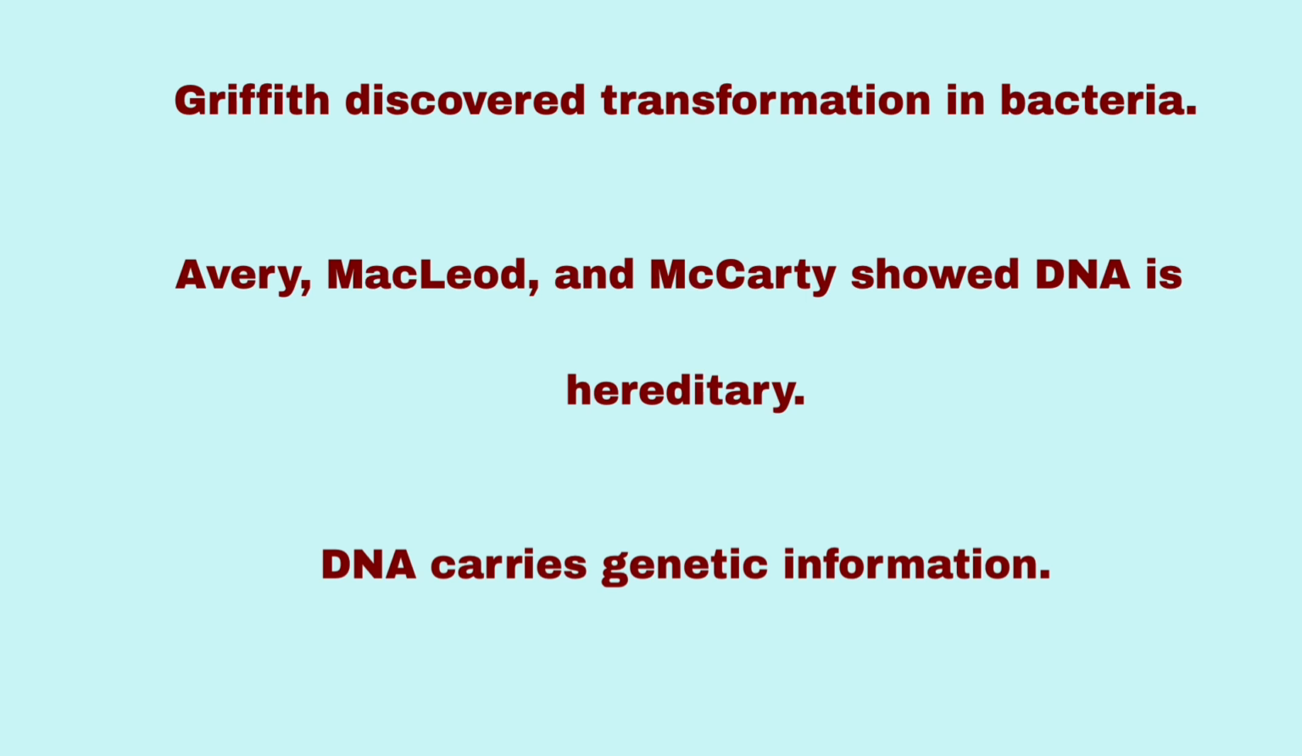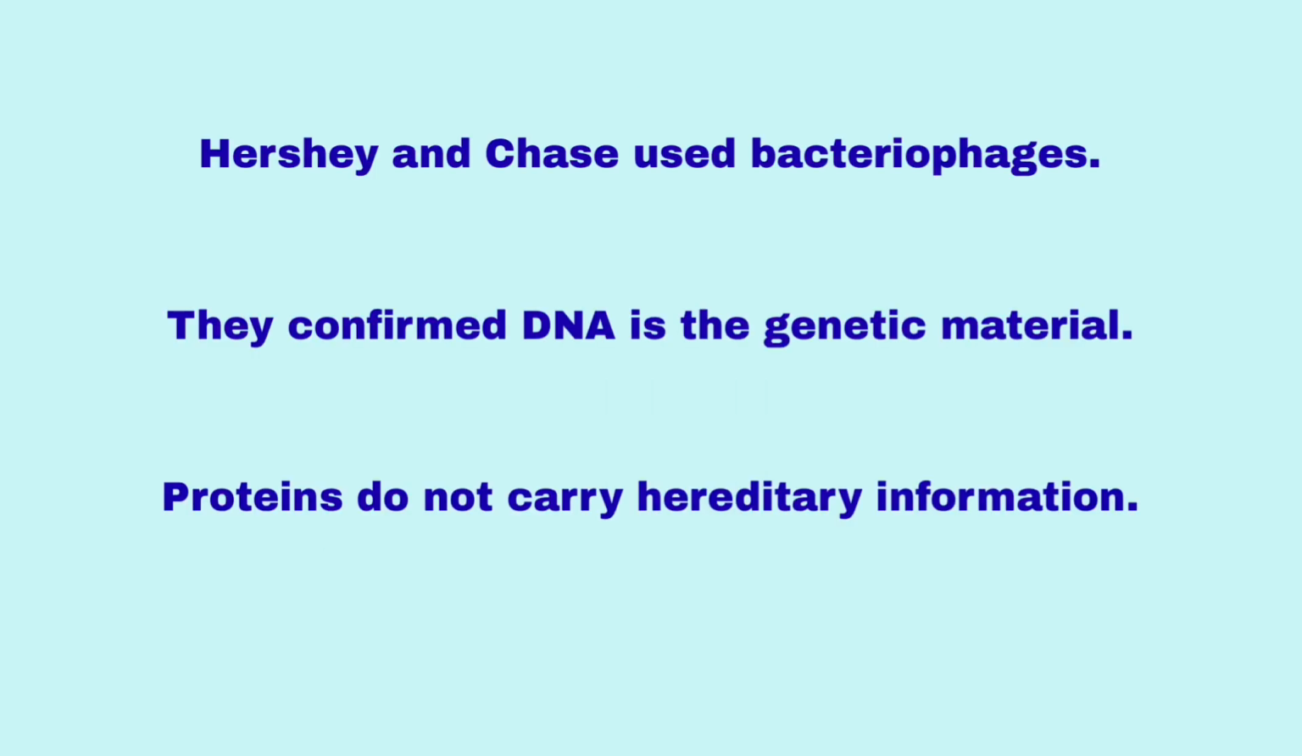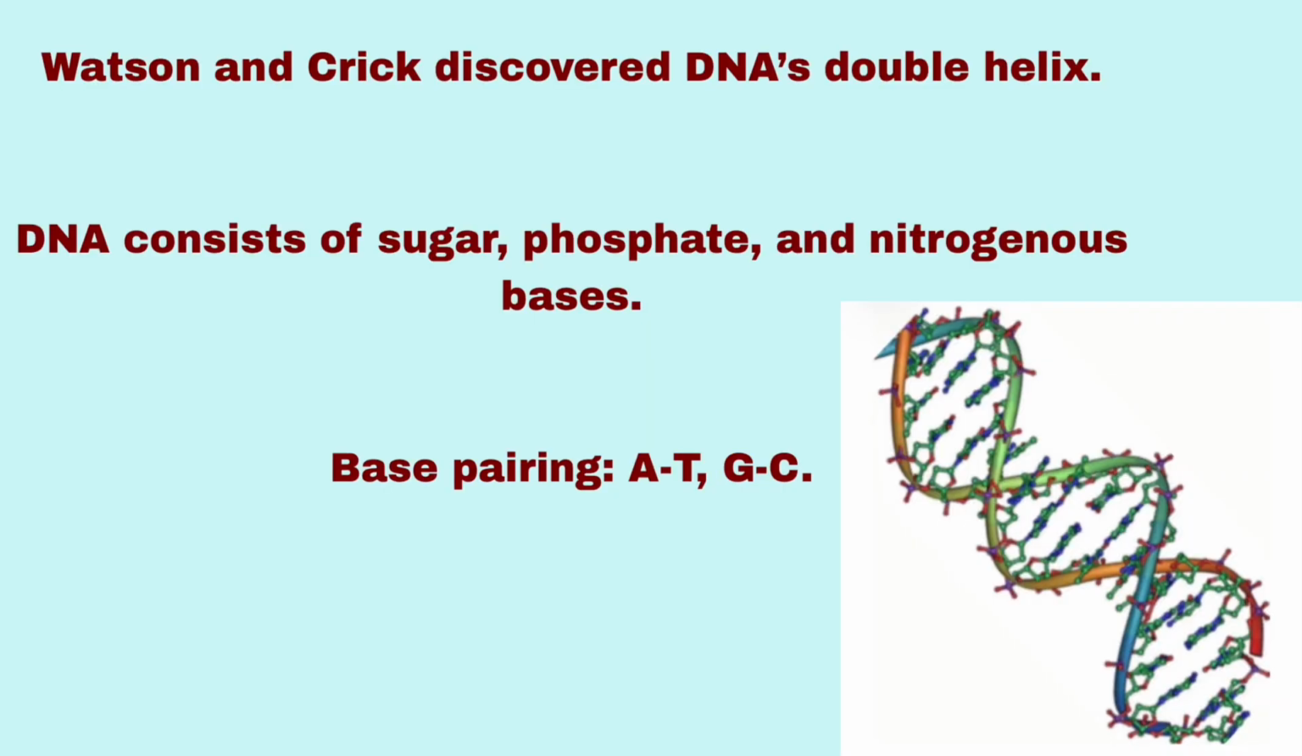The transforming principle was given by Griffith, Avery, MacLeod, and McCarthy. All these scientists gave the theory that DNA is the transforming material, and DNA as the genetic material was shown by Hershey and Chase. The double helix structure was given by Watson and Crick because the DNA looks like a twisted ladder. DNA consists of sugar plus phosphate plus nitrogen base. The bases are A, T, G, C, and pairing is AT or GC.